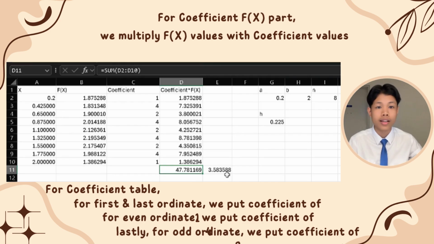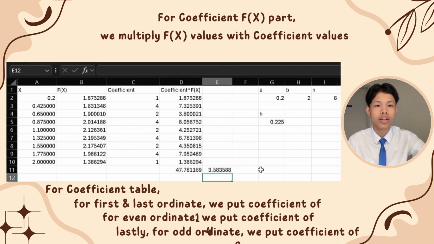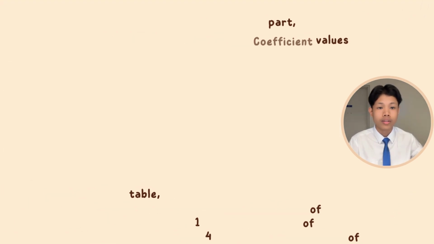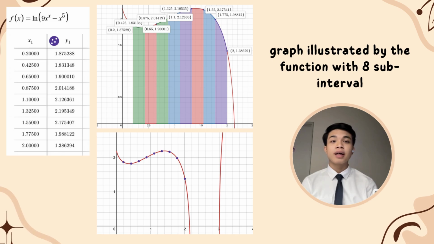47.781169. Lastly, to get the area under the curve, we use the formula h divided by 3, and multiply it with the sum that we calculated before and got 3.583588. This is the graph illustrated by the function with 8 subintervals using Desmos. As you can see, the vibrant color is the area under the graph between the limit.